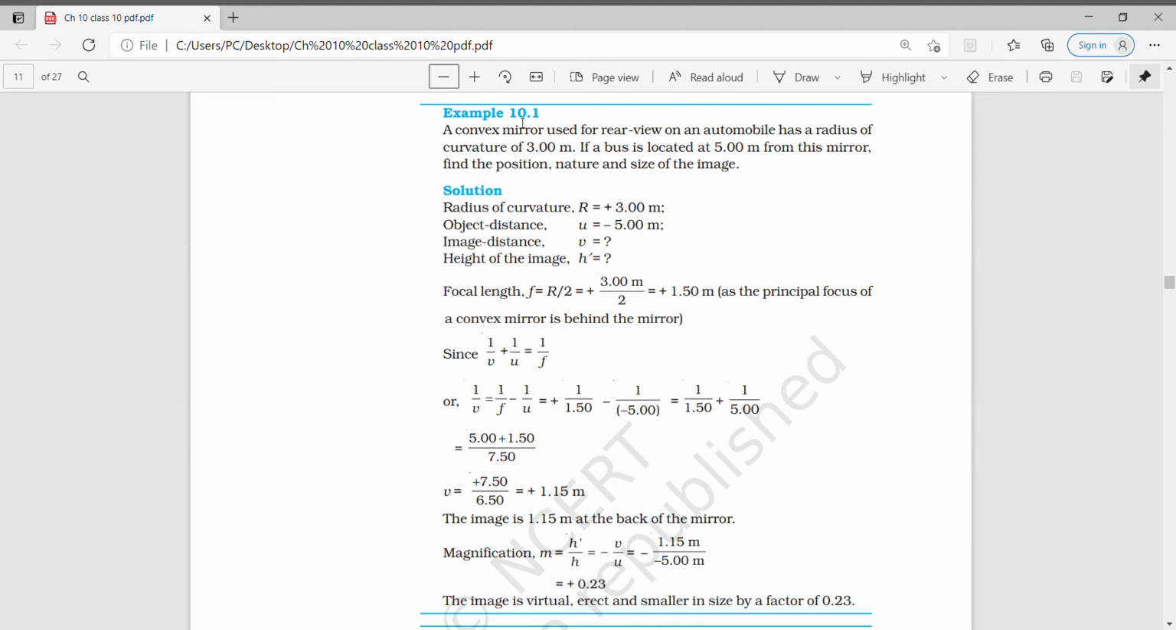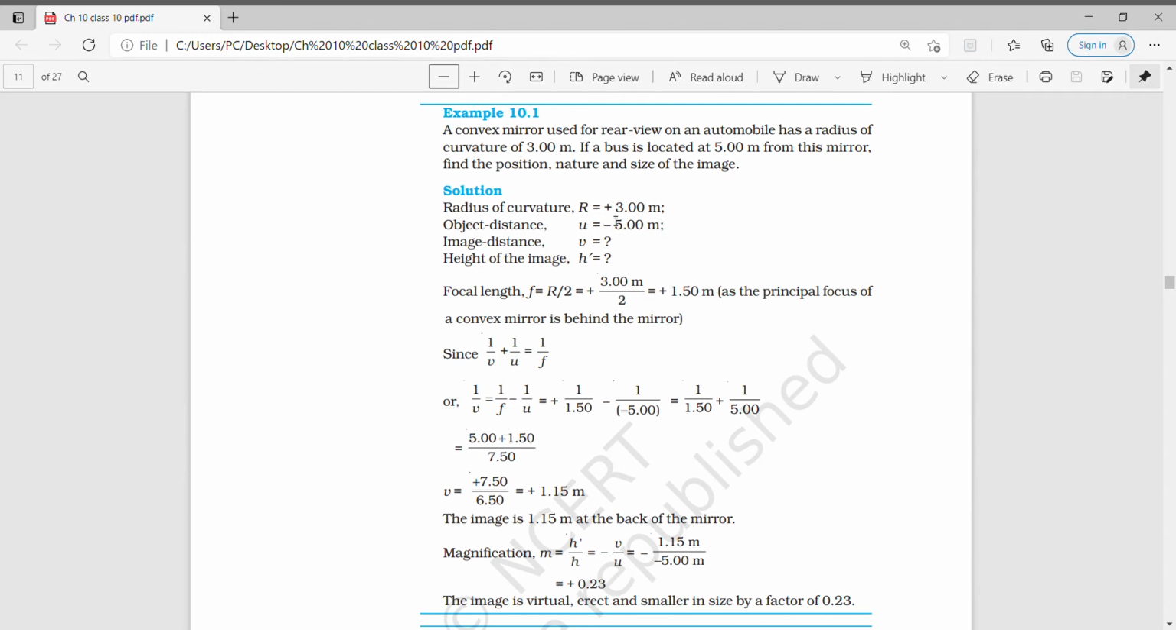So first of all, you have to write the type of the mirror on the top. So just write convex mirror here. And for the convex mirror, it is given that the radius of curvature is 3 meters. That's given in the question. So when you know the radius of curvature, then you can find out the focal length. Now why is the plus sign used here?